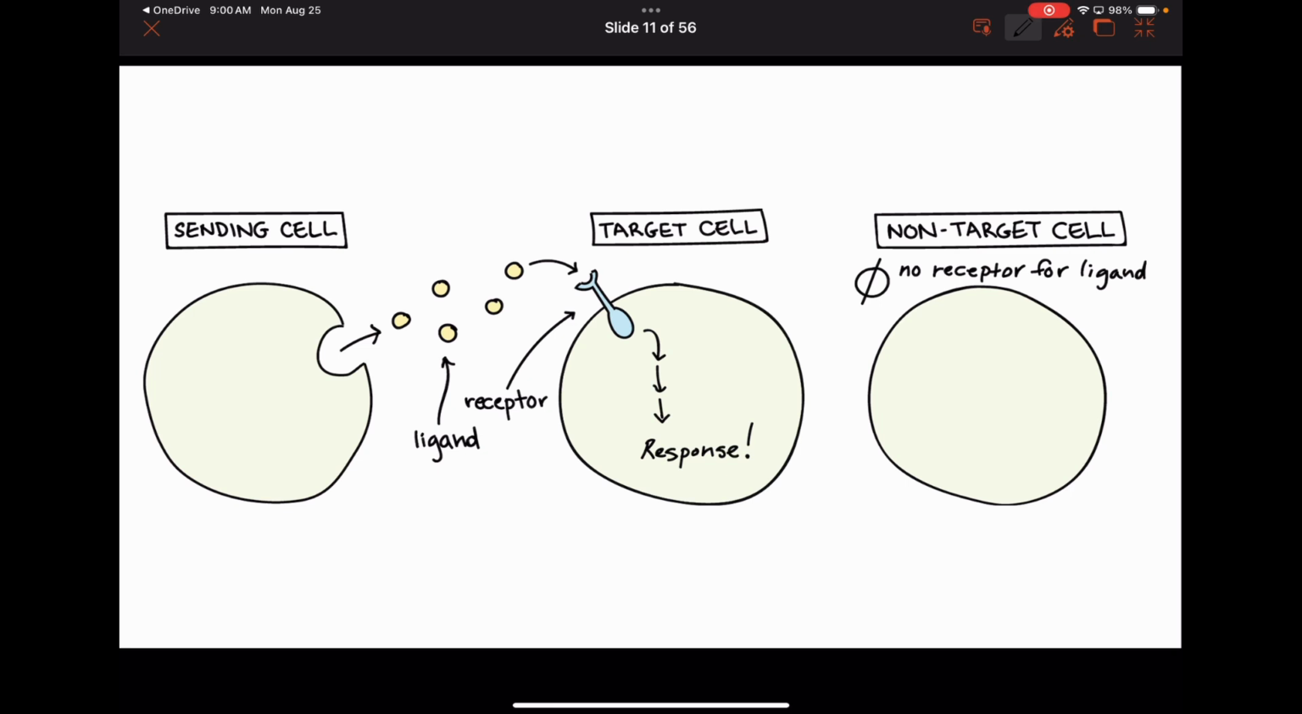But that ligand or that hormone is only going to be able to bind to a target cell that has a receptor for it. Once that hormone binds, then a response is carried out. Okay? A non-target cell, a cell that we're not trying to control, will not have a receptor for that particular hormone. And so it won't bind and nothing will happen in that case. Okay? So very specific relationships here. Any questions about that? Okay.